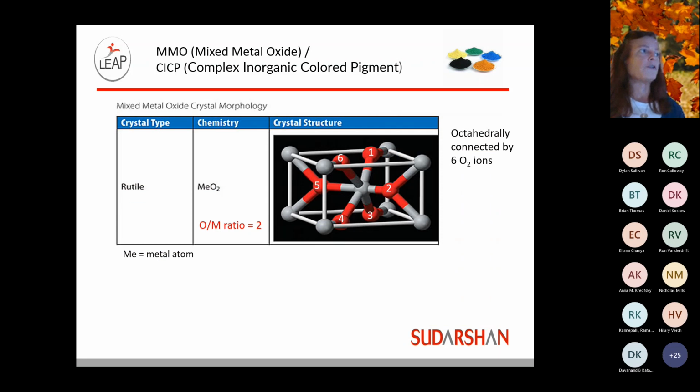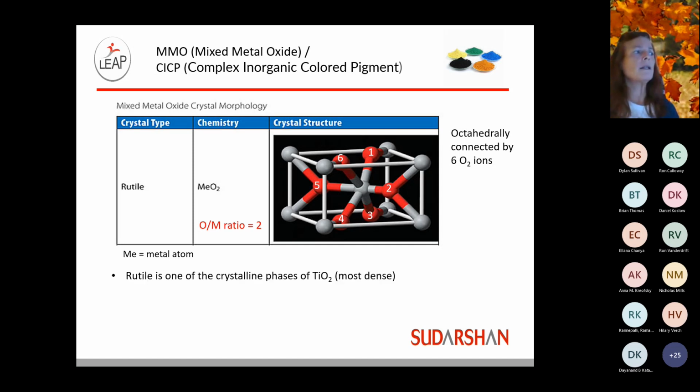So the first structure is the rutile. These colorants have an oxygen to metal ratio of 2. They are octahedrally spaced by the 6 oxygens depicted in the caricature here in the slide. Rutile is one of the crystalline phases of titanium dioxide. It is the most dense.